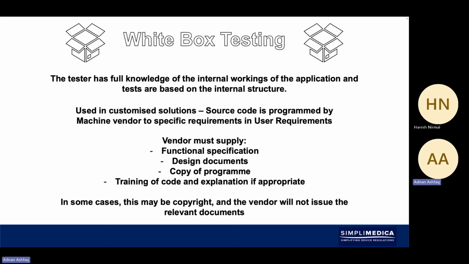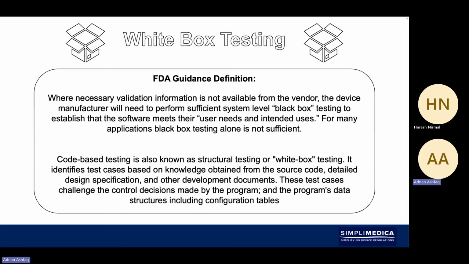The source code should be programmed. The vendor should be looking at the specific requirements and the user requirements. That's when you would most likely have a functional specification, design documents, a copy of the program, training on the code, the specific code method that's used, copyright if it's needed, and the relevant documentation.